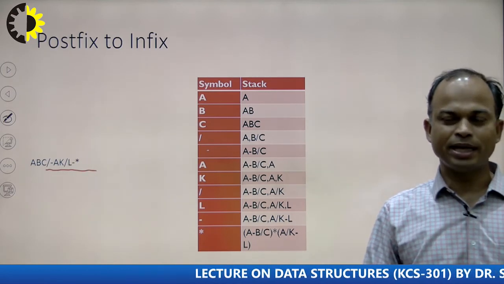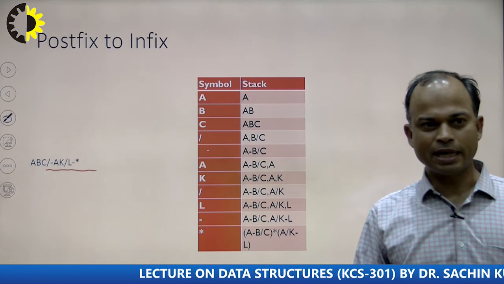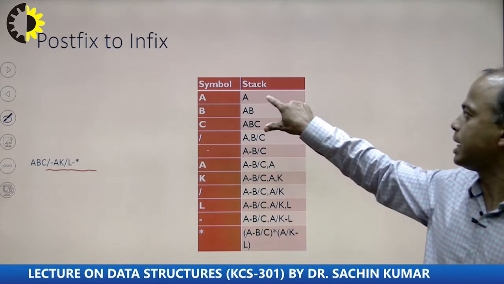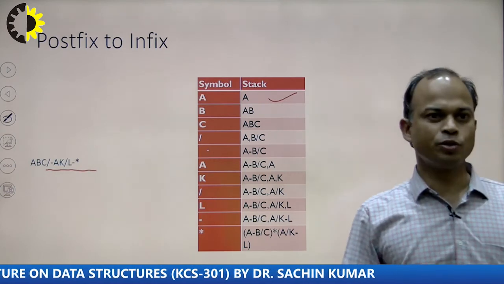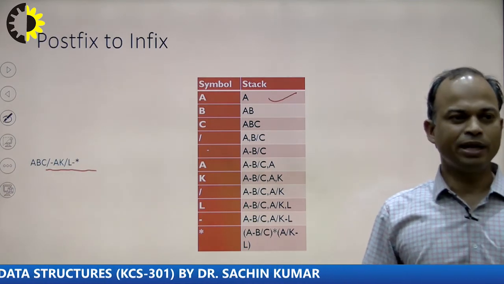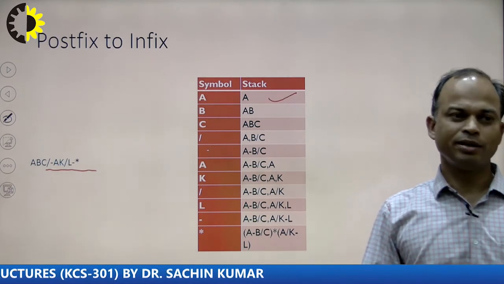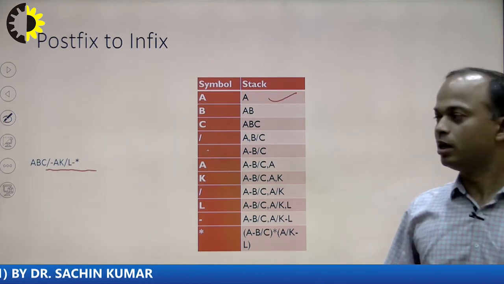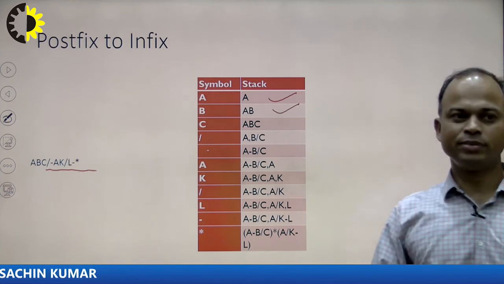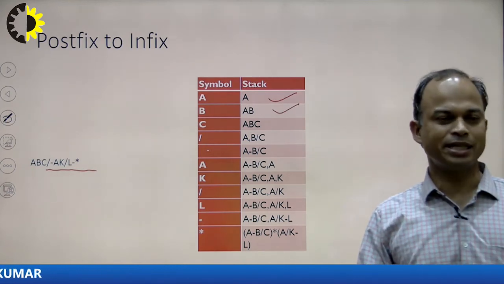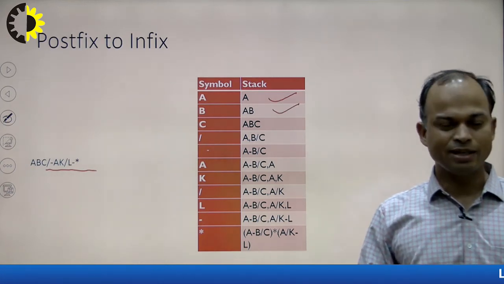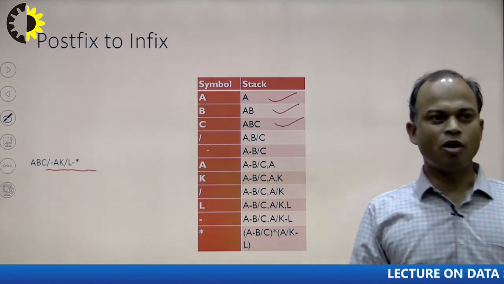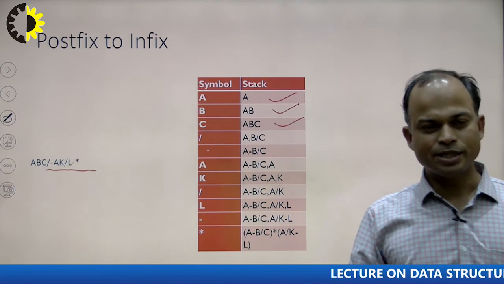Initially we have the character a, and we are pushing this character a onto the stack. We have pushed a onto the stack. After a, we scan the next character, b. Therefore we push b onto the stack, and now the next character is c. Further, this c is pushed onto the stack, and now we have the divide symbol.